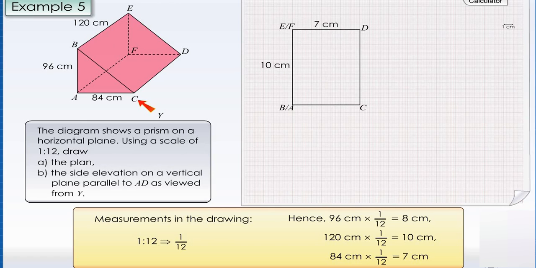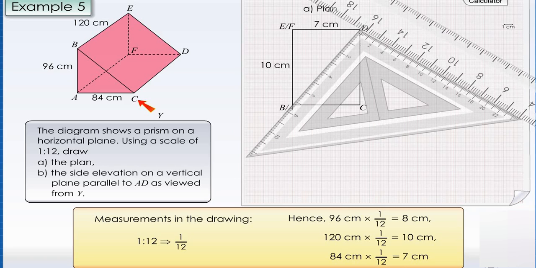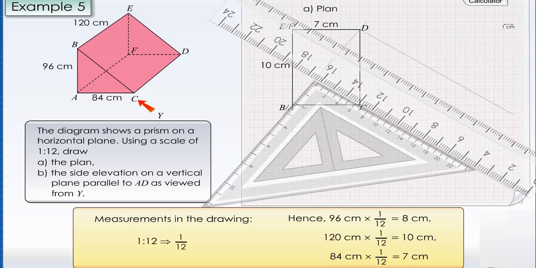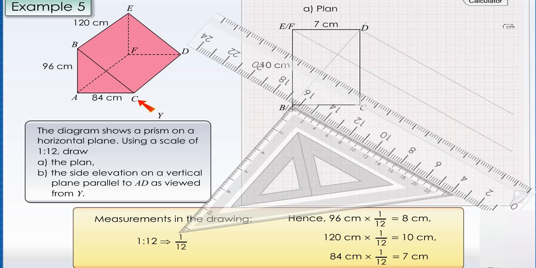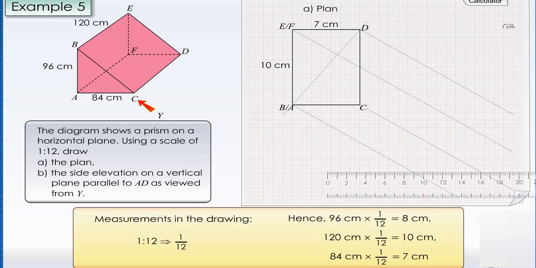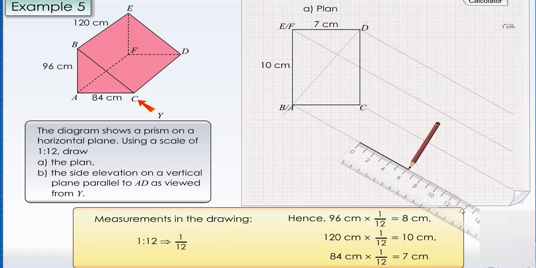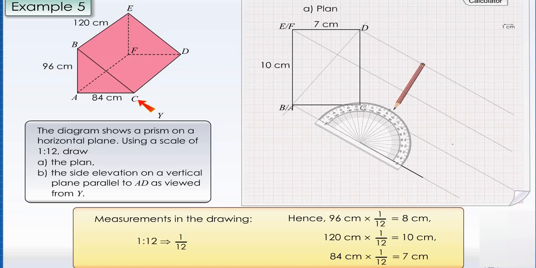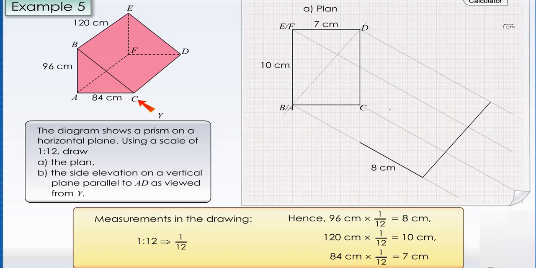Include the labels and the measurements in it. Next, we draw projection lines from the plan perpendicular to AD. Use either your protractor or your set square and ruler to make sure that the lines are perpendicular to AD. Then, we draw the side elevation. Measure 8 centimeters for the height. Complete the drawing with its labels and measurements.